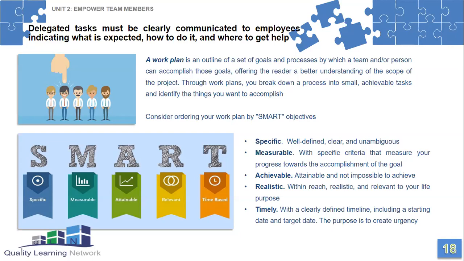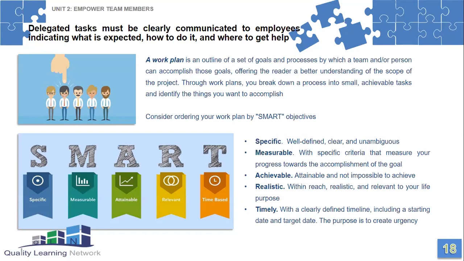SMART means let's be specific. So as we mentioned before, more specific. It's not fictional. It's not a nice fiction book that you're writing, but very specific, very short, very clear, and very unambiguous. Measurable. So specific criteria that measure your progress towards the accomplishment of your goal should be specified there.